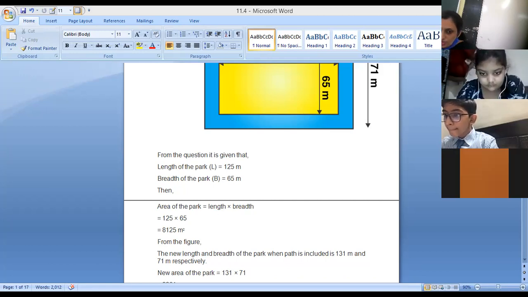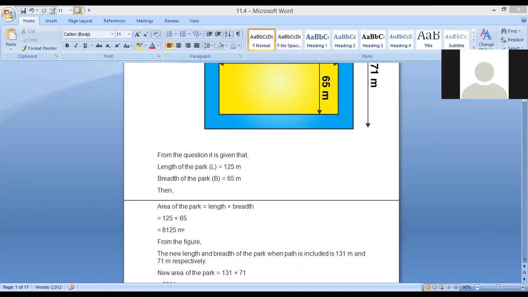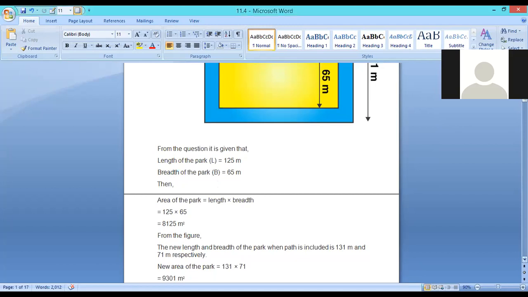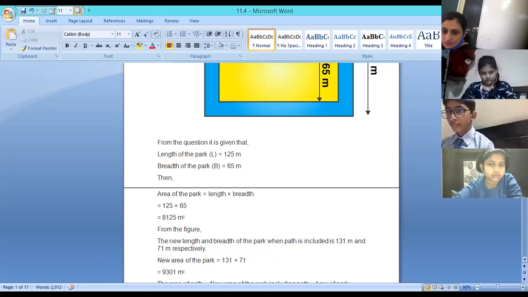9301. Right answer, Anshika. Only Anshika is giving me the answer. Why is it so? 9301 is the right answer. Now we have to find out the area of the path also. Area of the path will be, you will be subtracting it. The new area of the park will be subtracted with the area of the park.